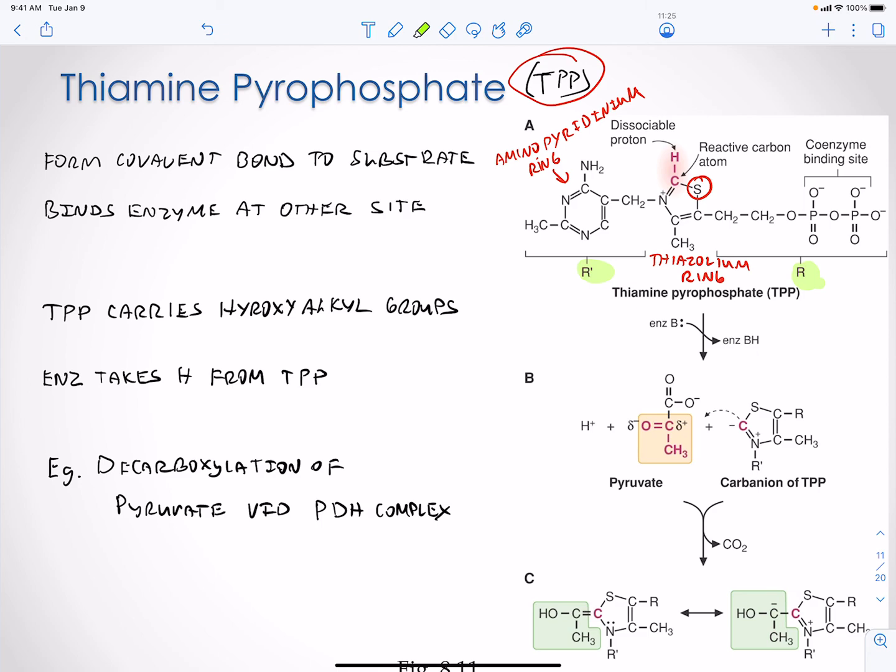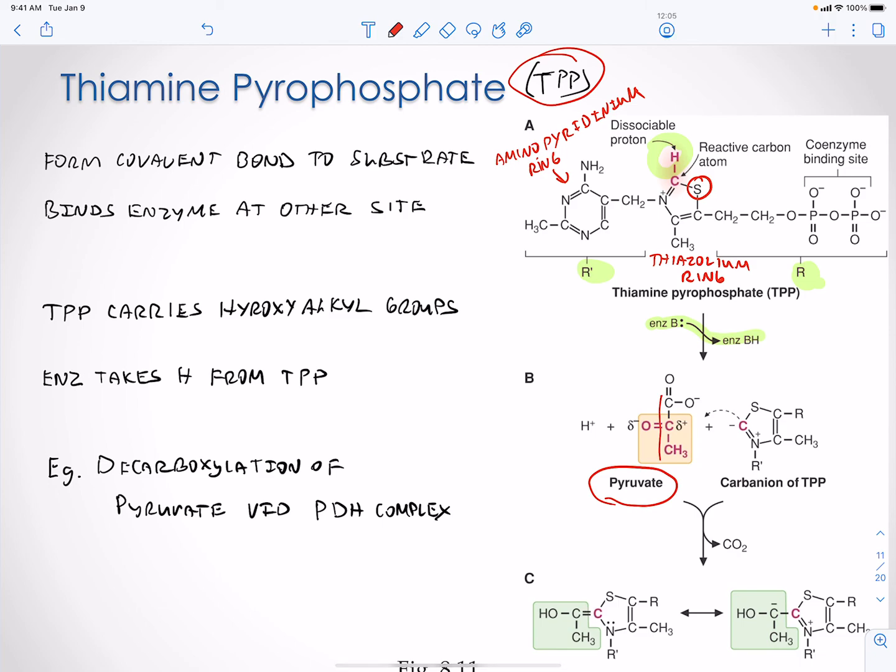Now, thiamine pyrophosphate is going to interact with the enzyme. And the part that's going to interact with the enzyme is going to be the hydroxyalkyl groups. And so your enzyme is going to come in and grab the hydrogen that is next to that thiol group. And so that hydrogen is now going to be able to dissociate charges, for example. And so your TPP, shown here, is going to be involved in the decarboxylation of pyruvate, and it's part of the pyruvate dehydrogenase complex. So here we have pyruvate.